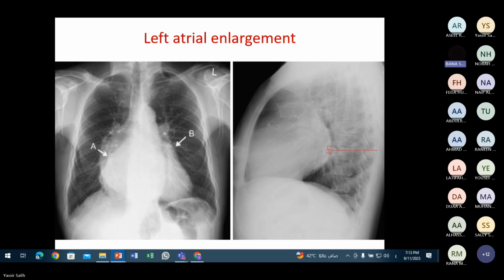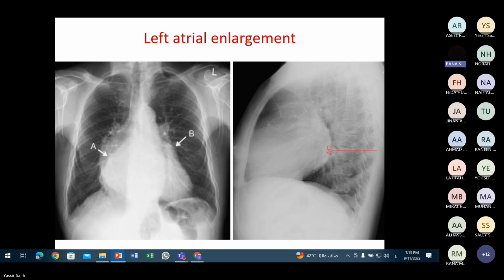The difference in opacity, Doctor? Yes, different in opacity. Yes, this opacity is more, and this is the left atrium. And here you have another double border. So yes, there is a difference in opacity. This is a border and this is the other border. So we have a double border.